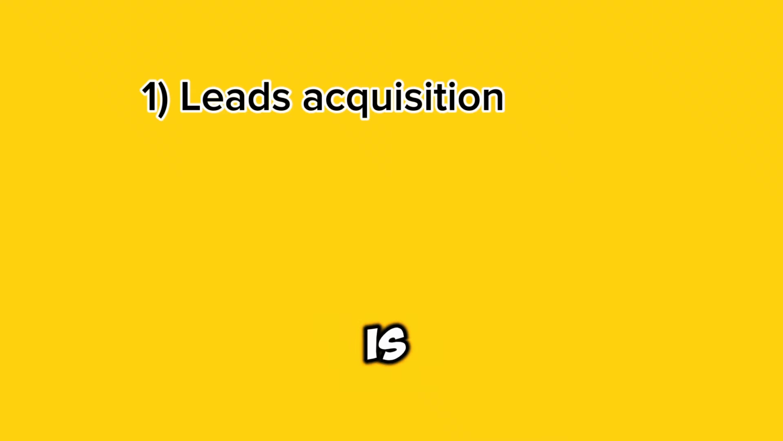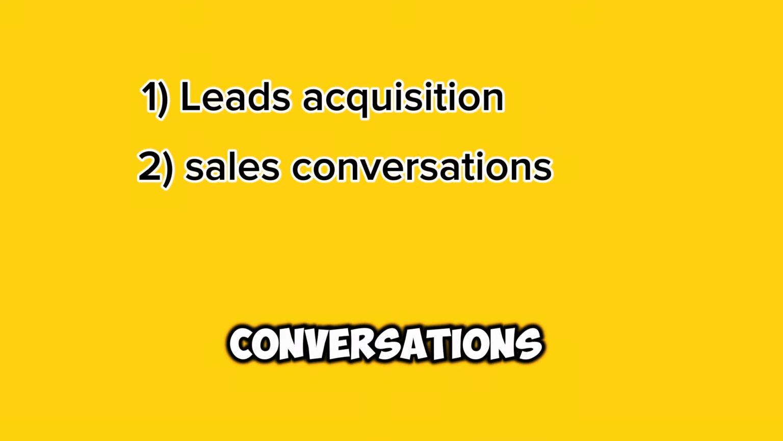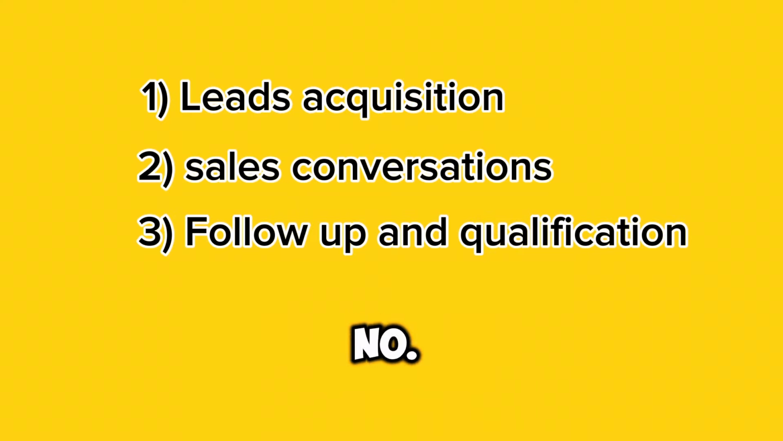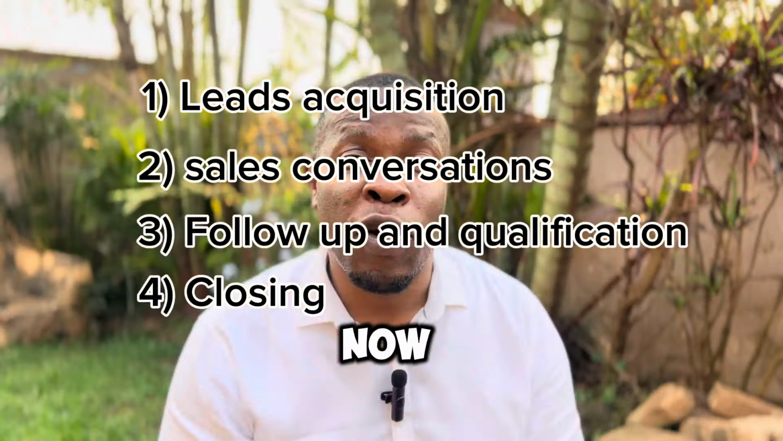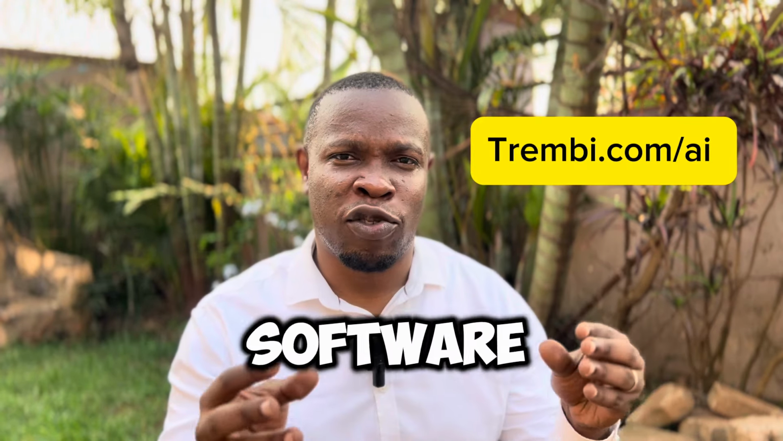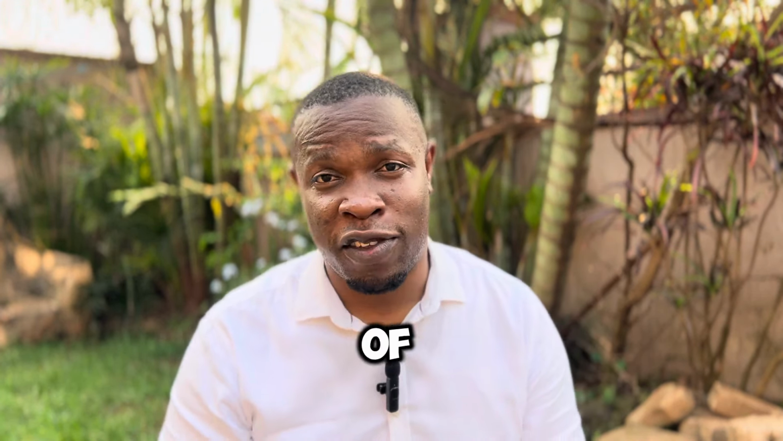Step number 2 is initiating sales conversations. Step number 3 is qualifying and following up. Then step number 4 is closing the deal. Now, what we did is we used the Tremby artificial intelligence software within each and every one of these stages.